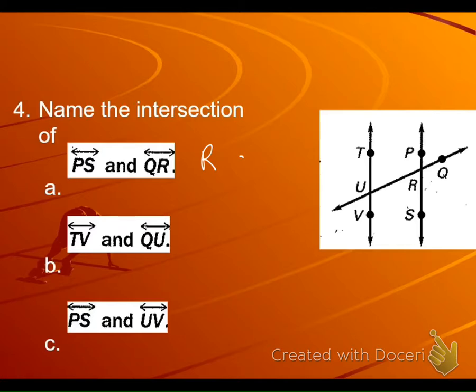And then we have line TV and line QU. So we have TV and QU. Where do they intersect? Let's go over here, Chandler. U. Okay, and last but not least, we have PS and UV. Where do they intersect? They don't. Yeah, they don't appear to intersect. And so what would we call those? Exactly right. Parallel lines.